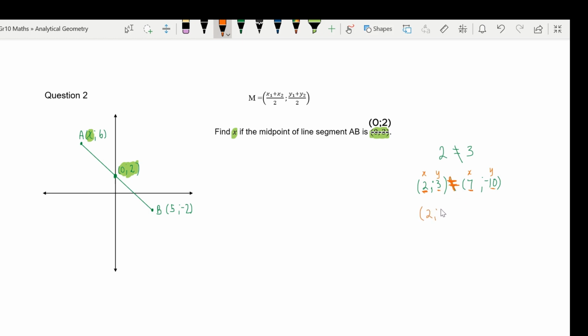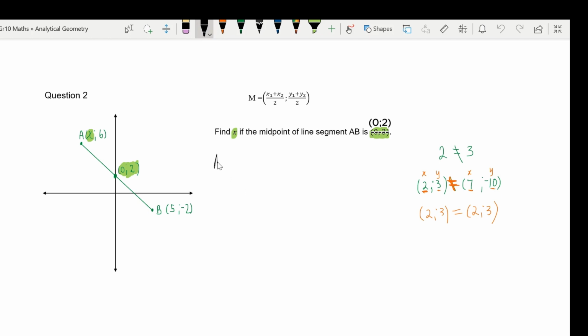But if we had that coordinate is equal to that, then yes, that is true. Those two are exactly equal to each other. Okay, why am I showing you that? Just so that we can understand what we're going to do with this one over here.